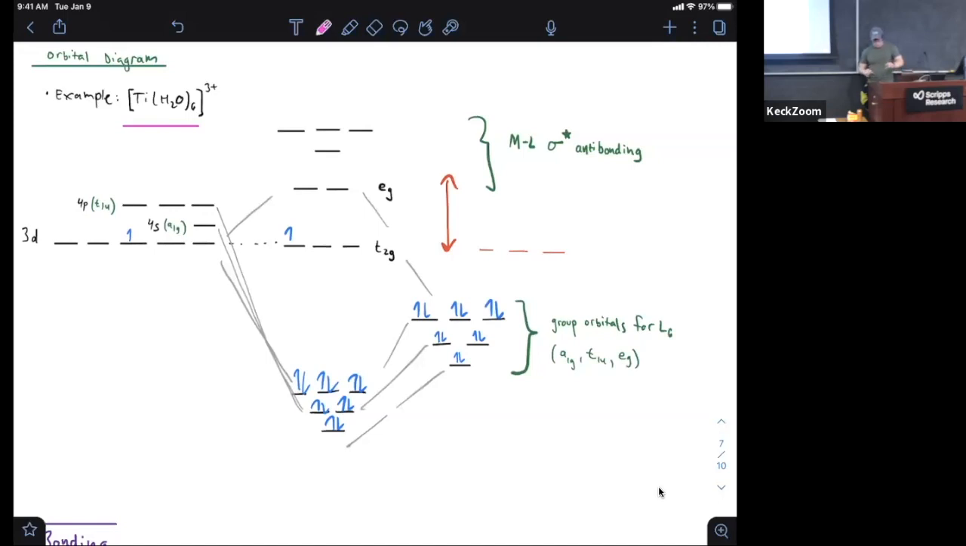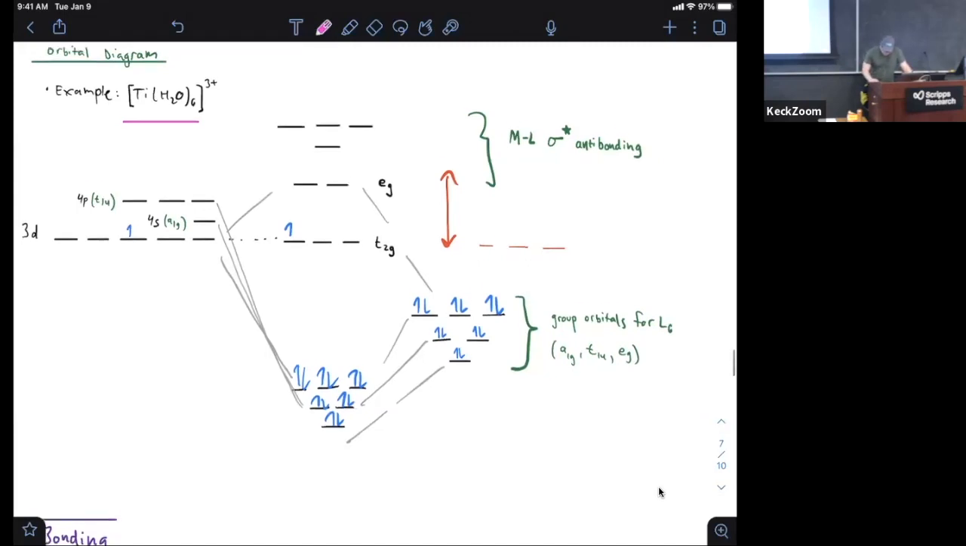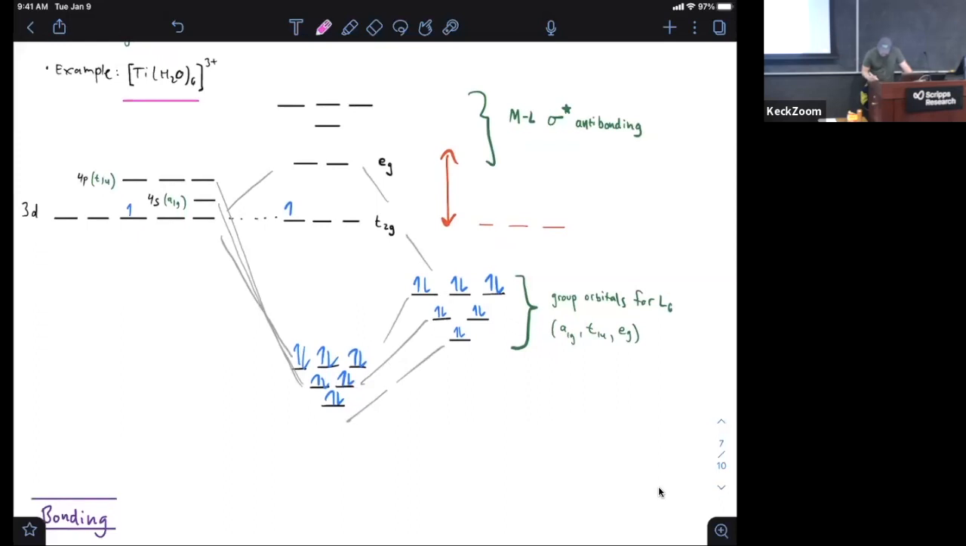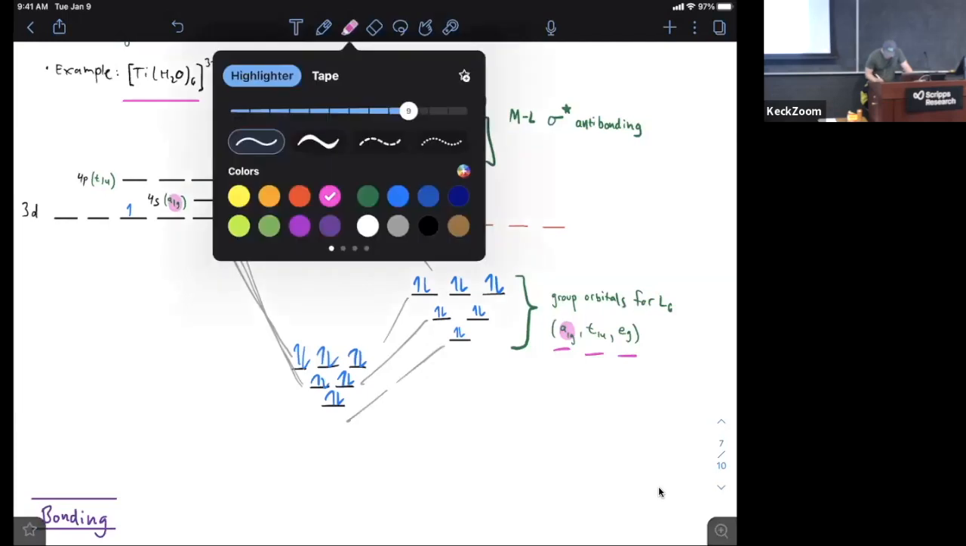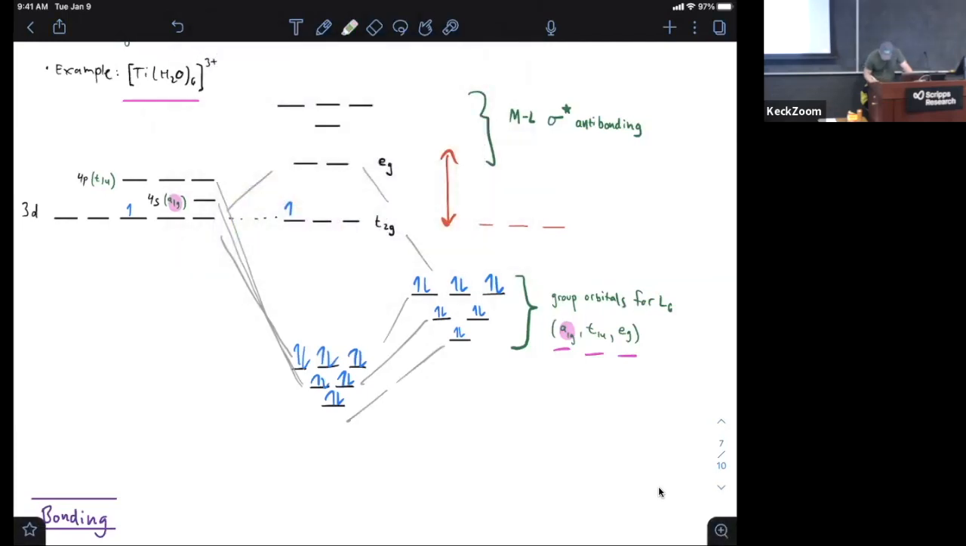The first thing to appreciate is that the filled ligand orbitals are lower in energy than the orbitals on the metal. I think that naturally falls out of the fact that the orbitals on the metal have a higher principal quantum number. And so we said that the SALC orbital symmetries that we're bringing in here are A1g, T1u, and Eg. And then we already talked about how those are going to form bonding interactions with the corresponding orbitals on the metal. So let me try to highlight that here.